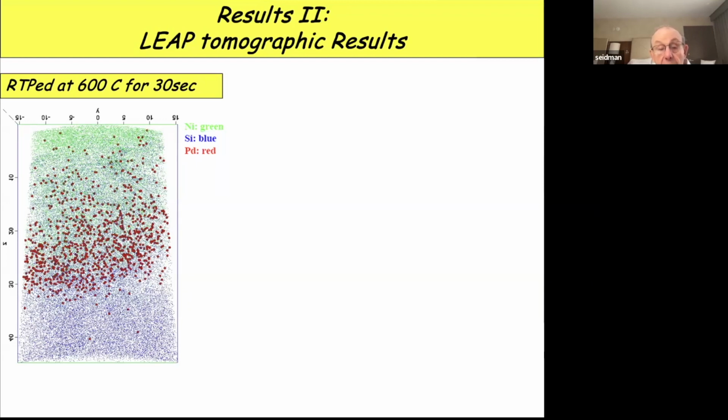And you can see here that you're able to look at the distribution of palladium. No, I'm sorry, this is the dimension, not number of counts. The width goes from -15 to +15, so that's 30 nanometers. And then in depth here, this is about 40, 50 nanometers or so.